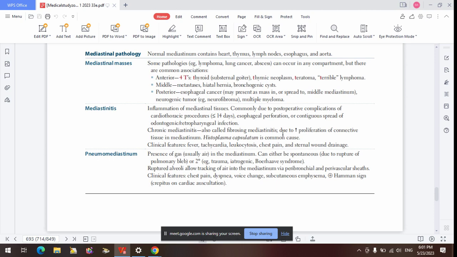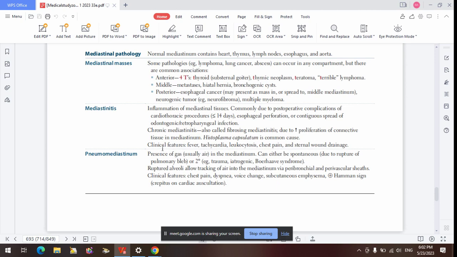You can also have hematologic or lymphatic dissemination of infection to the mediastinum. But the commonest ones that you guys should pay attention to are cardiothoracic procedures, esophageal perforation, and spread from the pharynx or the teeth. Okay, so that is simply acute mediastinitis.